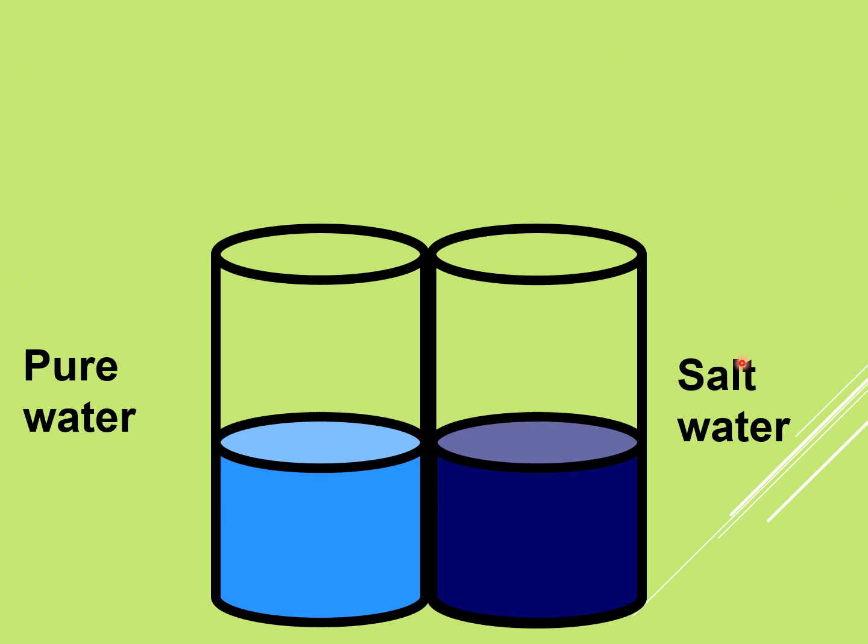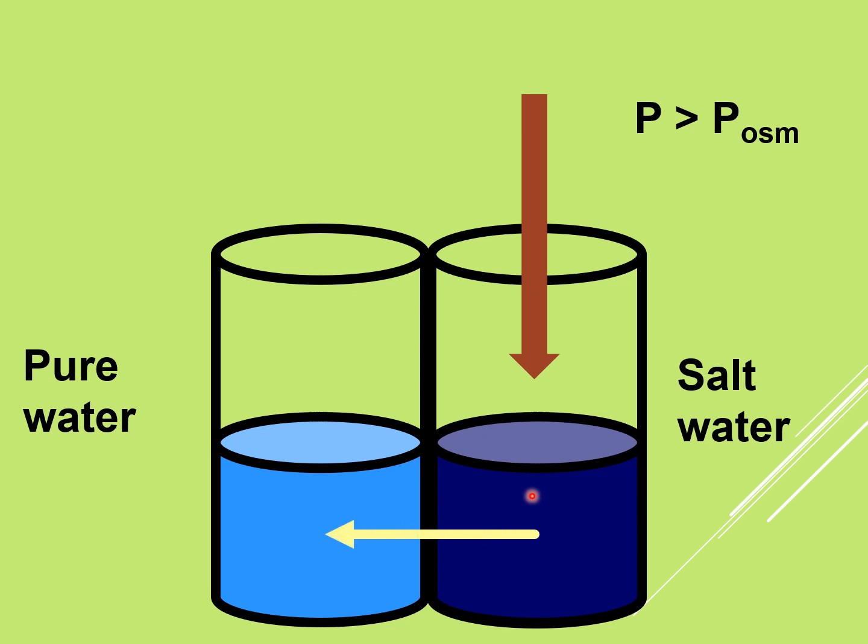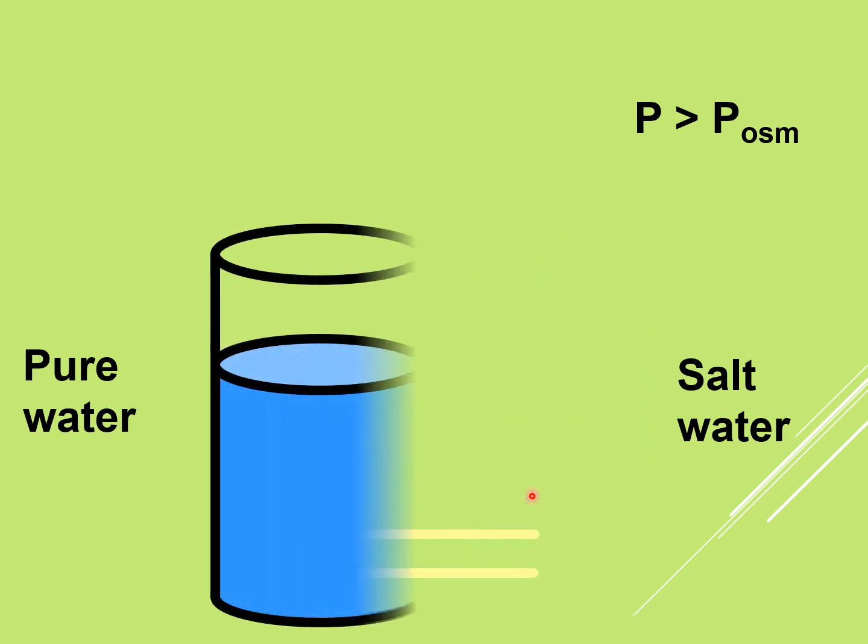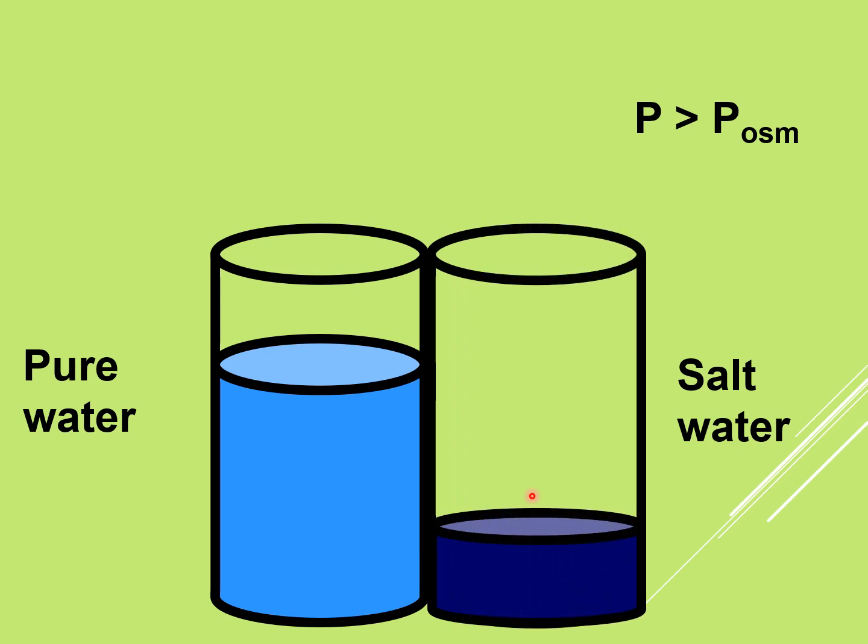You have salt water, you have pure water. This is a semi-permeable membrane. Now you apply a pressure on the salt water region which is greater than the osmotic pressure. What will happen? The solvent from the higher concentrated side will go to the lower concentrated side. So here the volume or the amount of pure water increases, here it decreases. So we are doing sort of a filtering.